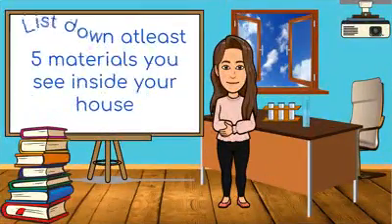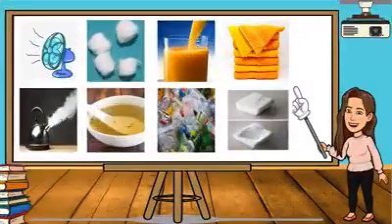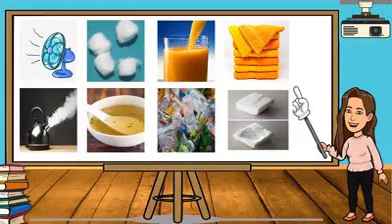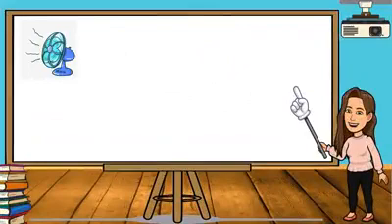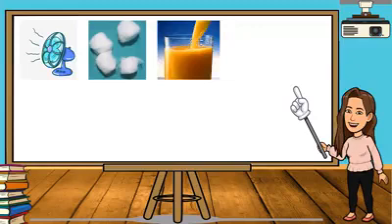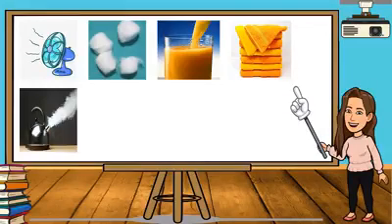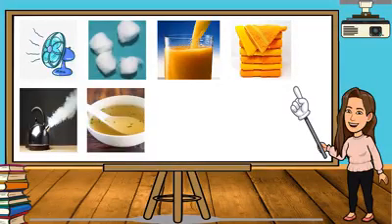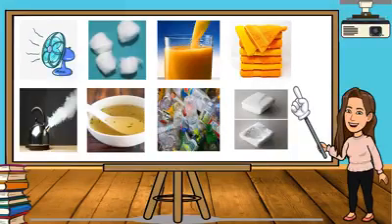Wow! I know that you have listed down a lot, so I am going to share my list also. So these are the materials I found inside the house. Now, let's identify it one by one. Wind from a fan, cotton balls, orange juice, face towel, steam from a boiling kettle, soup, empty plastic bottles, and a piece of styrofoam.